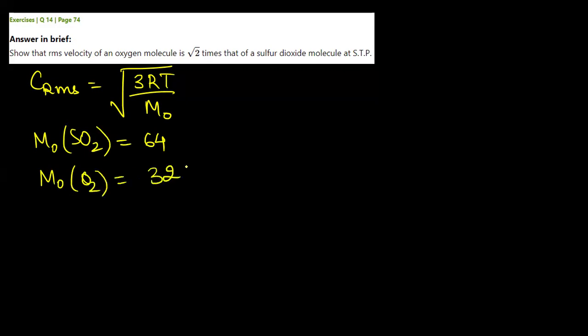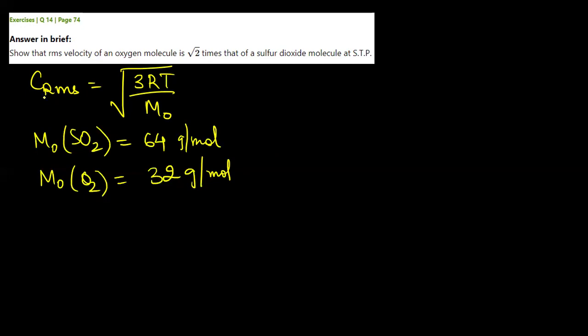So these values we should know, at least for this numerical. The molecular mass of SO2 is 64 and oxygen is 32. This is what we should know, for the molecule they have been given. As far as units are concerned, they are gram per mole. So we need to compare the RMS.